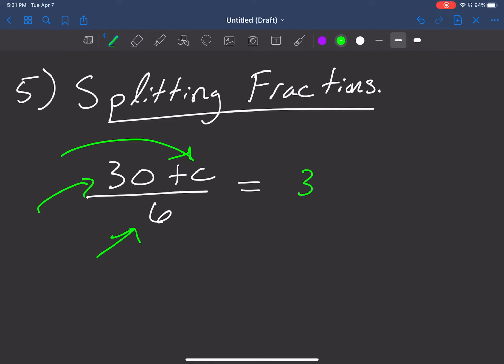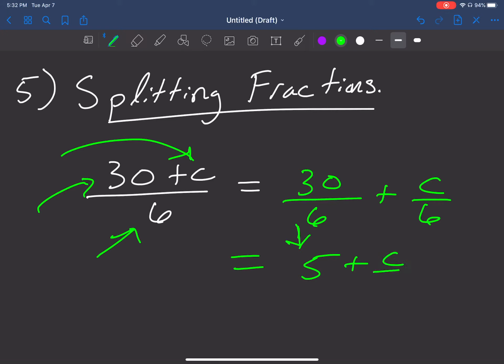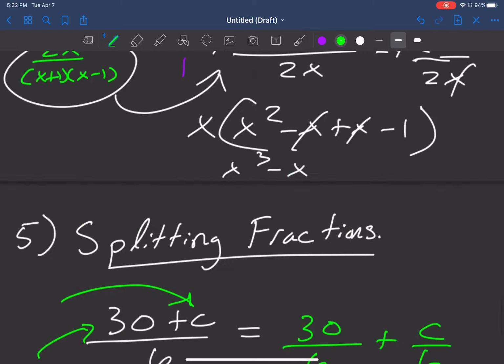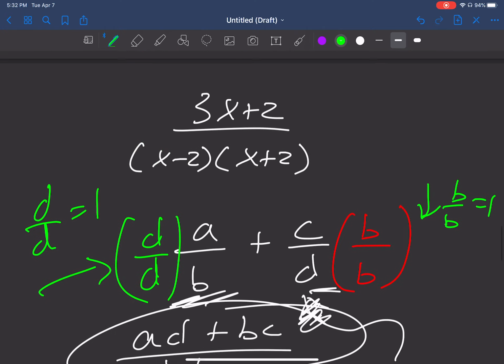So what do we do? We just keep the bottom here, right? So you would do 30 over 6 plus C over 6. Of course, this becomes 5, right? This whole thing here becomes 5 plus C over 6. That's it, right? So, boom, you got it. You could be tempted by saying, I'm going to split them apart and get something else, but that's not how that happens. Knowing these 5 techniques is going to help a lot.